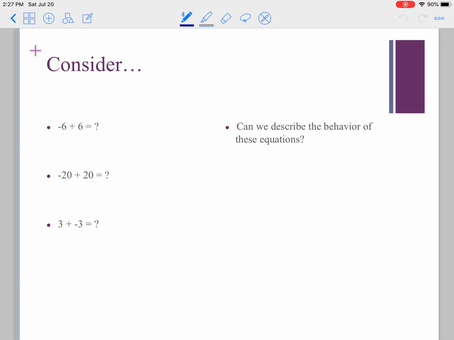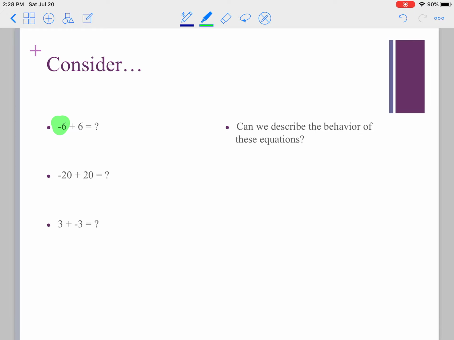Take a moment now and consider these three equations. And so, what is going on here? Well, if we have -6 and we add 6 to it, and I like to think of it this way. If I owe you $6, if I borrowed $6 from you, borrowing $6 from you is pretty much the same as being -$6. I'm down $6.